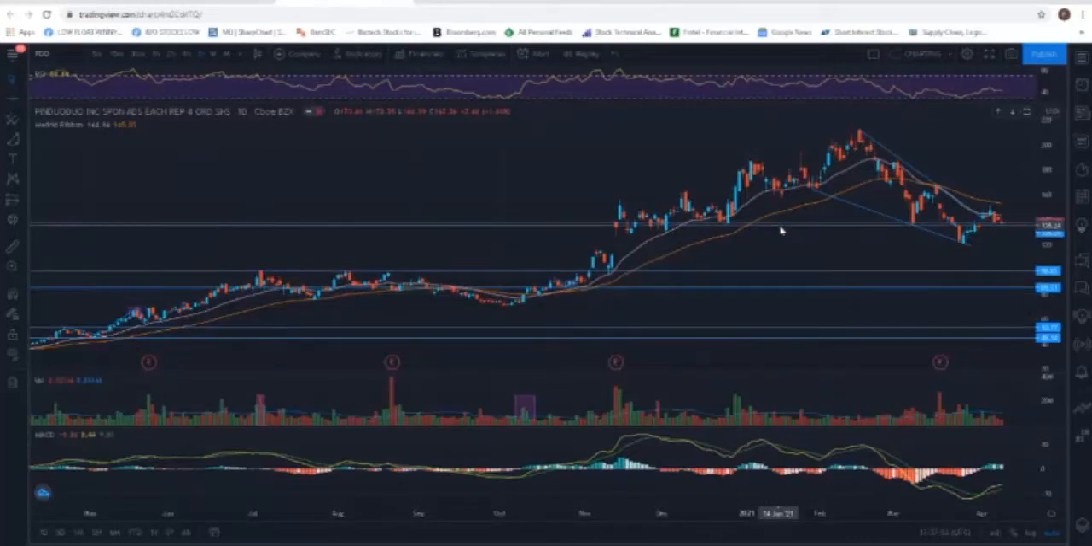Look, if it doesn't look like it, I'll show it to you. Look at this. I'm going to mark it for you. Look, left shoulder. We have the right shoulder trying to be in place. And then you have the head. Inverted head and shoulders.